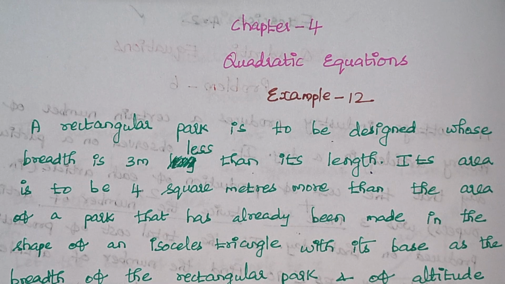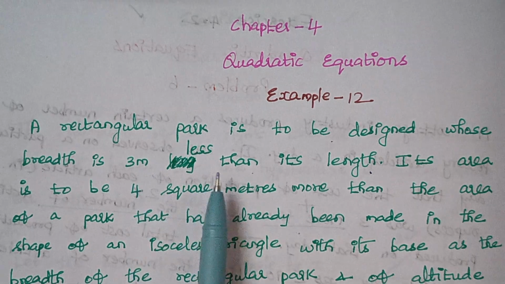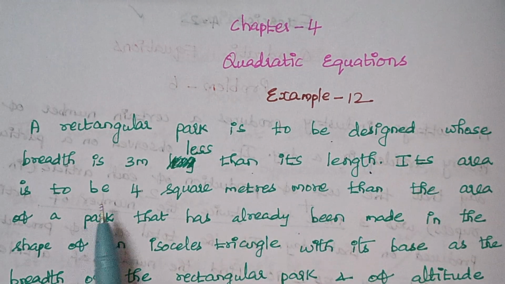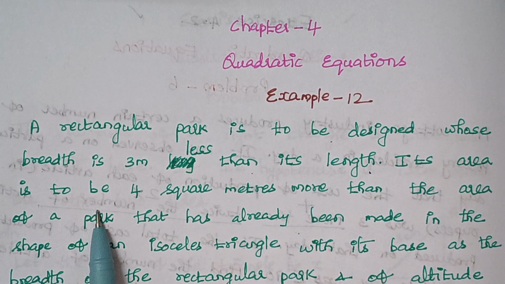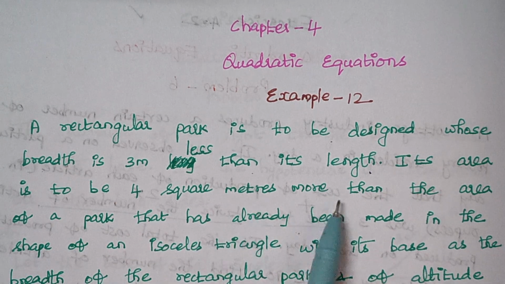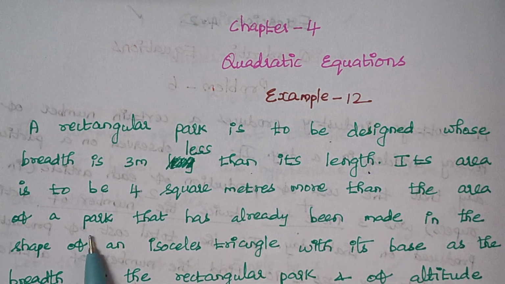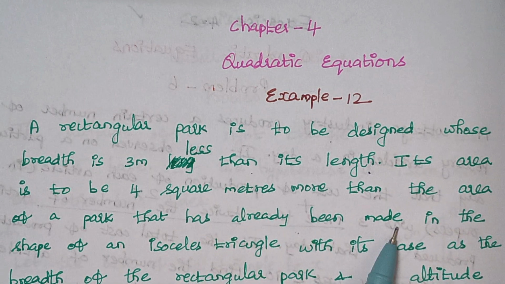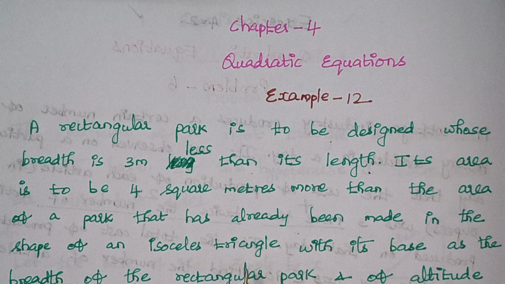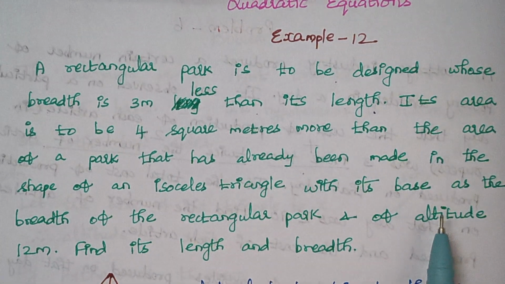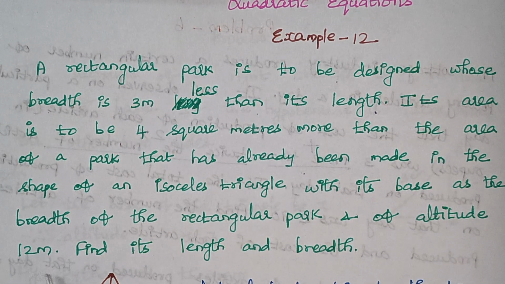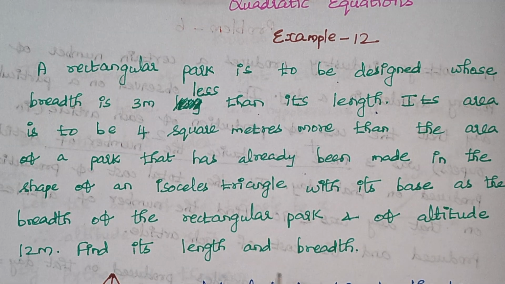Today we are going to solve example 12 in chapter 4, quadratic equations. The problem is: a rectangular park is to be designed whose breadth is 3 meter less than its length. Its area is to be 4 square meters more than the area of a park that has already been made in the shape of an isosceles triangle with its base as the breadth of the rectangular park and of altitude 12 meter. So find its length and breadth.